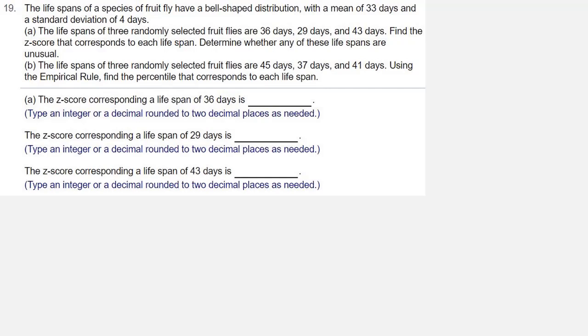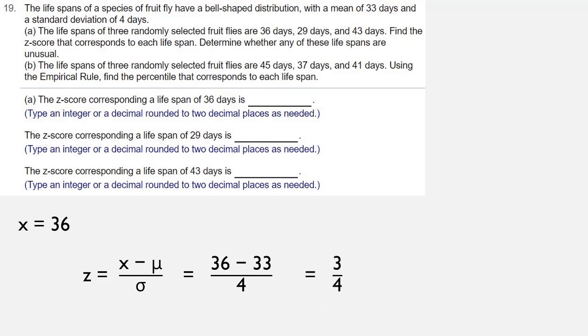So we'll start with part A. We're going to look at each one of these different fruit flies separately. So we'll start with 36 days. That means our x is 36. We use our z-score formula, which is z equals x minus mu over sigma, where the x is 36, the mu is 33, and the sigma is 4. 36 minus 33 is 3, so this is 3 divided by 4, which is 0.75. So that's our z-score for the lifespan of 36 days.